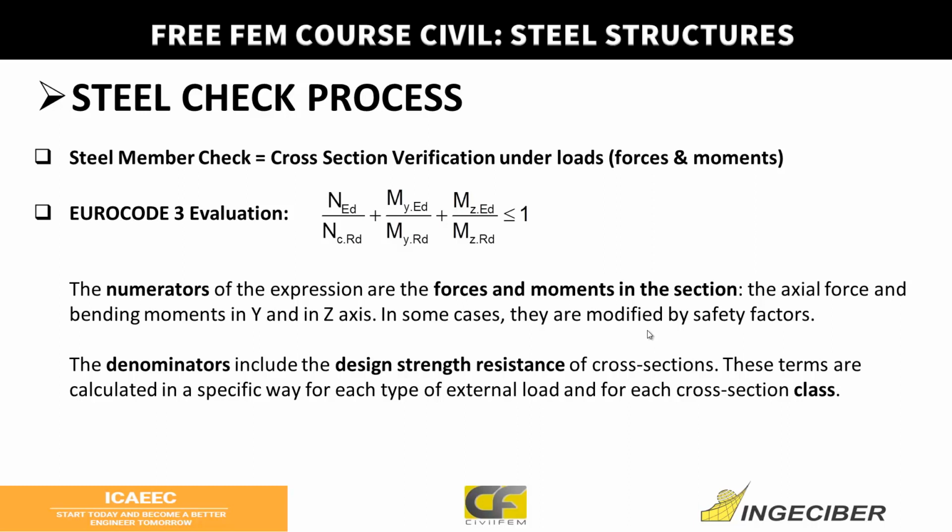For steel structures, there is a member check verification, which means that each cross-section of the beam, depending on the loads, will be evaluated. In this example you have the axial force and bending moment, which is the combined forces. Numerators are the forces and moments in the section, including the safety factors, and the denominators are the resistance and strengths of the cross-section, which is the capacity. Of course, these terms are calculated depending on the class of the section and the type of load. For shear and buckling, you have different formulas, but at the end you obtain a kind of safety factor, a ratio. If it's above 1 or below 1, that will tell you if the section is okay or not okay. That's for the Eurocode.